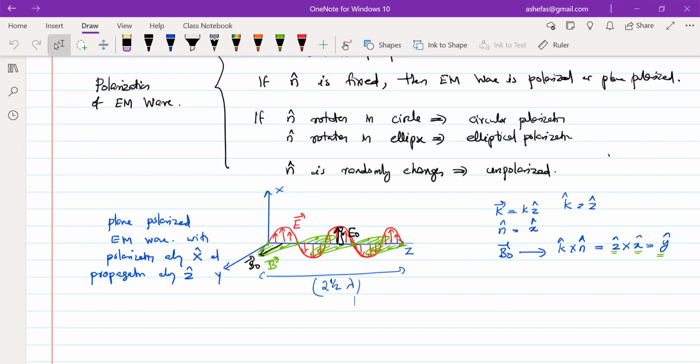In the next session, we'll continue this discussion of the characteristics of electromagnetic wave in vacuum. We'll be discussing its energy density, the intensity, the Poynting vector, and so on.